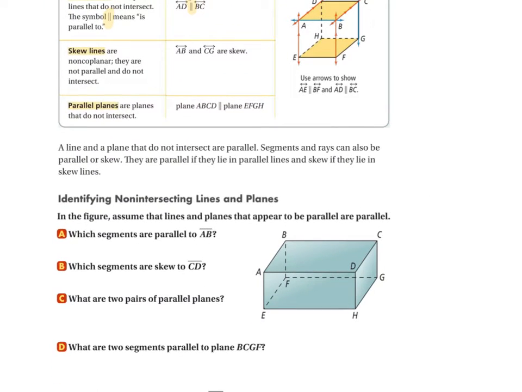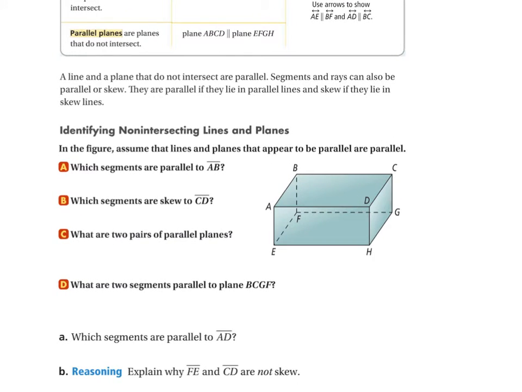All right. So this next part: a line and a plane that do not intersect are parallel. So that's something to know. If a line and a plane do not intersect, they are parallel. Segments and rays can also be parallel or skew. They are parallel if they lie in parallel lines, and skew if they lie in skew lines.